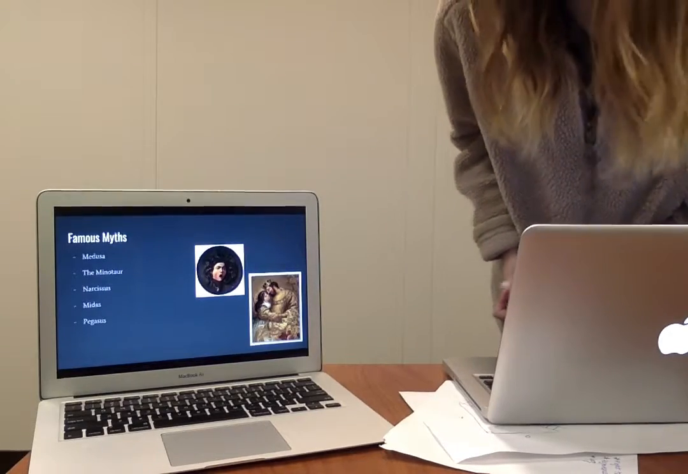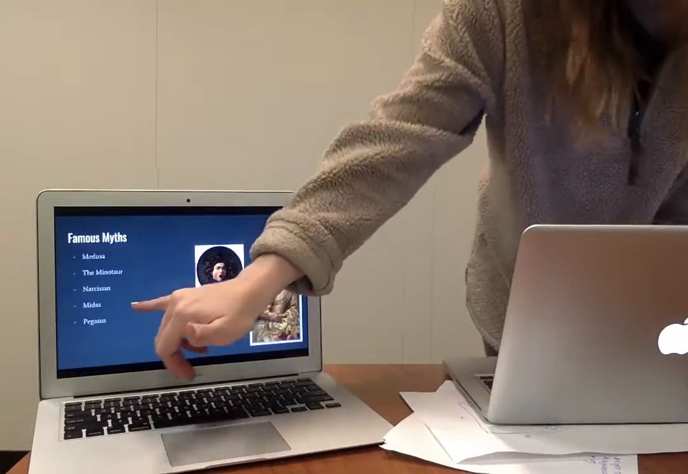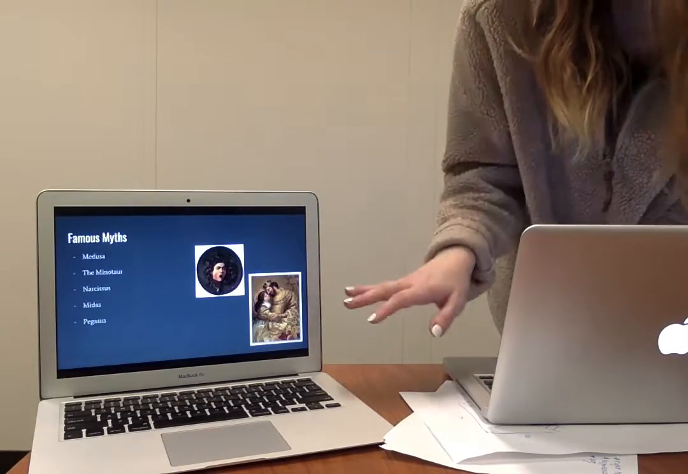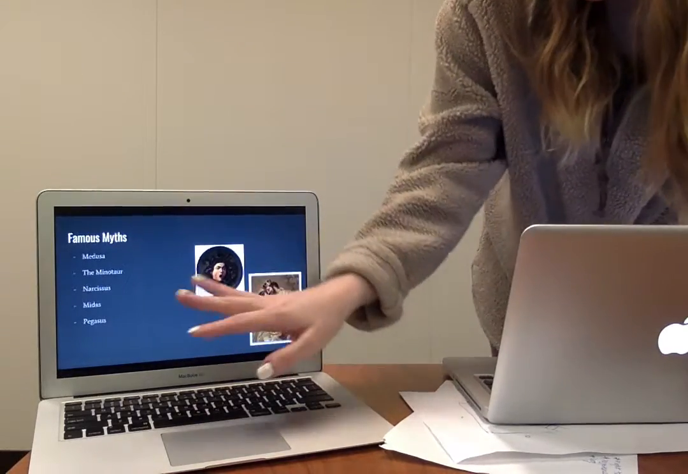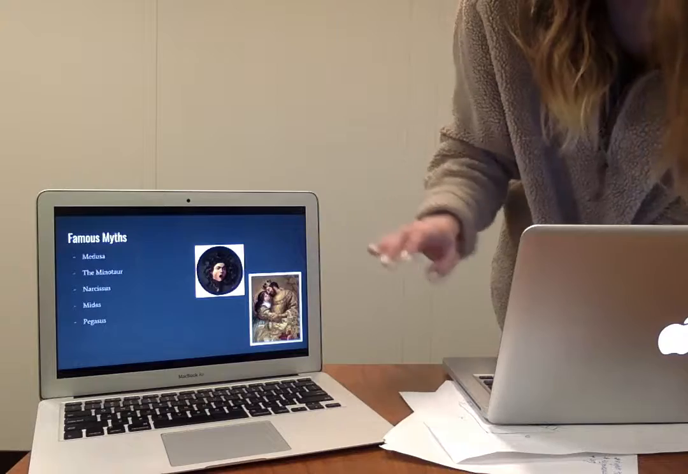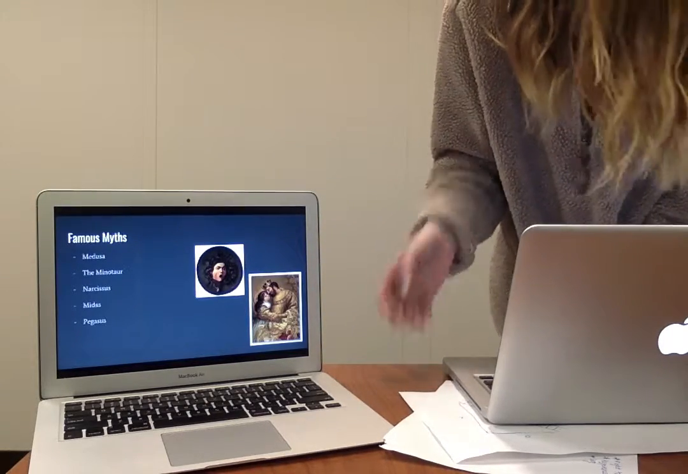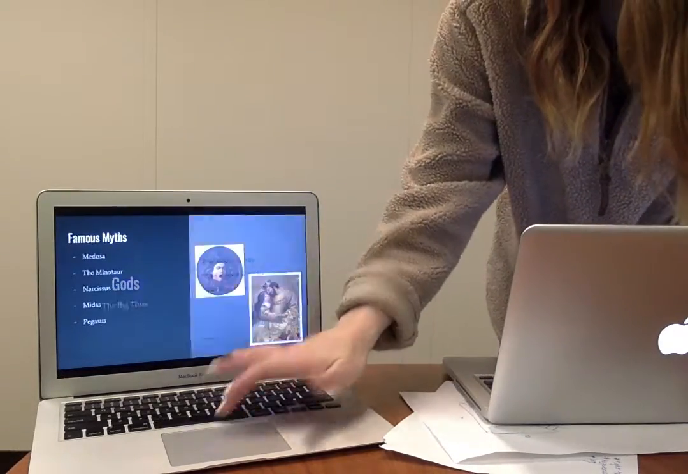We also know of the Minotaur, the story of the labyrinth with the Minotaur in the middle. Narcissus is a Greek character who is obsessed with himself, which is where we get the word narcissistic, or a narcissist. Midas, everything he touches turns to gold, this little picture that's linked. And then Pegasus, the winged horse. These are some famous characters from Greek myths.